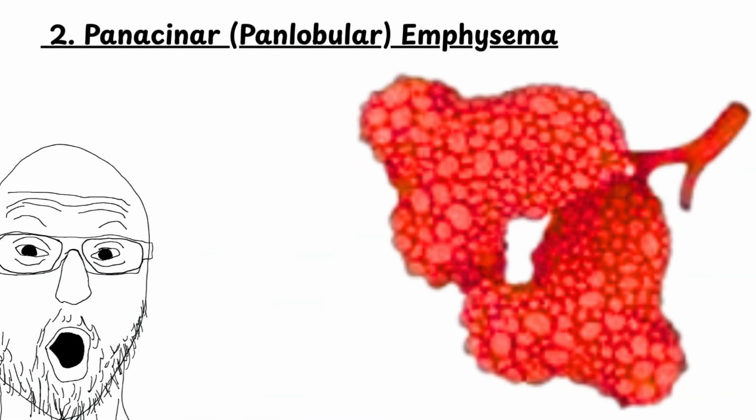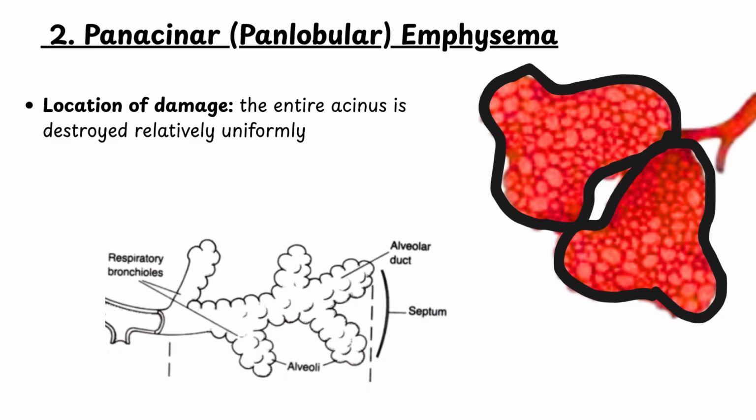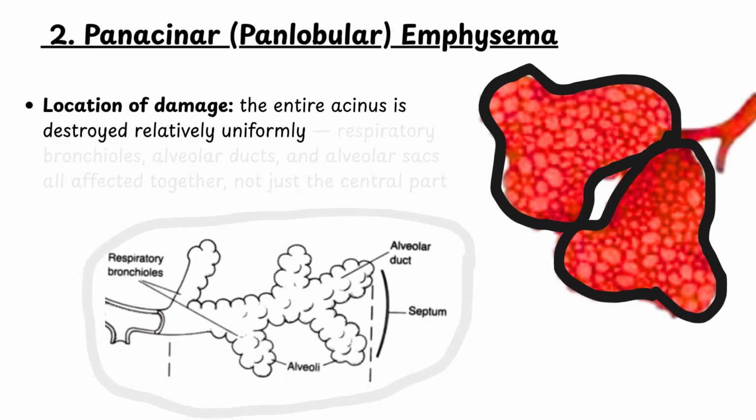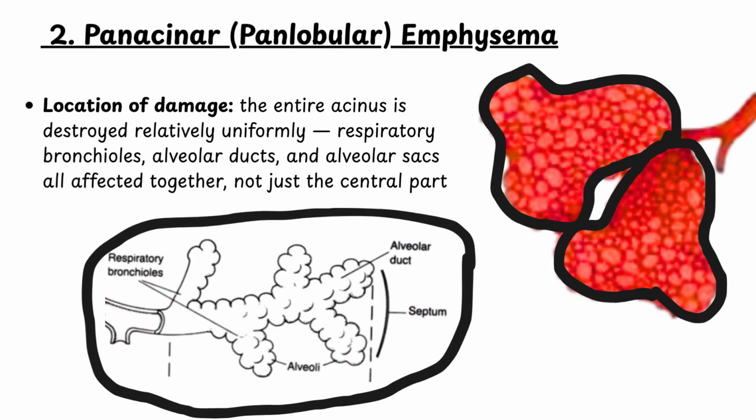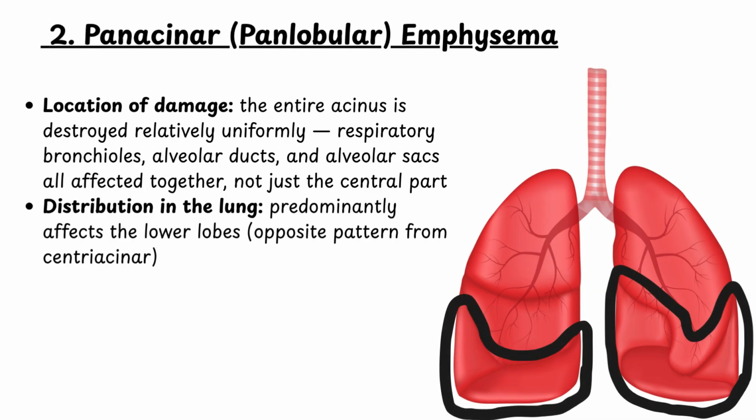Panacinar emphysema, also called panlobular emphysema. Location of damage: the entire acinus is destroyed relatively uniformly. Respiratory bronchioles, alveolar ducts, and alveolar sacs are all affected together, not just the central part. Distribution in the lungs: it predominantly affects the lower lobes. This is the opposite pattern from centriacinar.